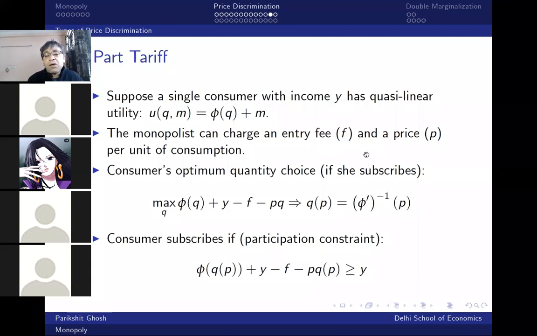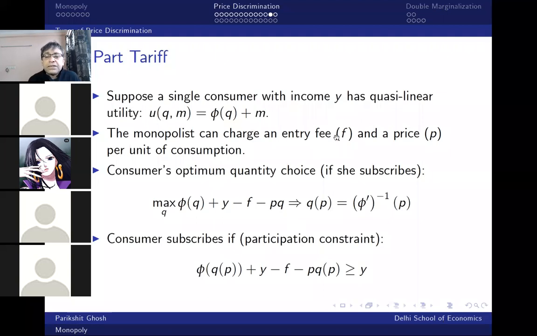Now, let's give the monopolist a two-part tariff instrument. So the monopolist can charge an entry fee F. That becomes like a fixed cost for the buyer. They have to pay that regardless of how much they're buying, as well as a per unit price P. Okay.